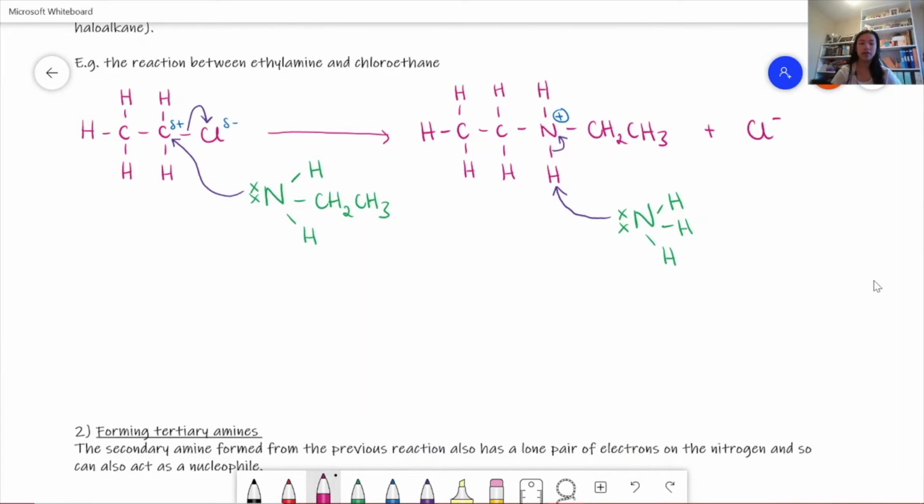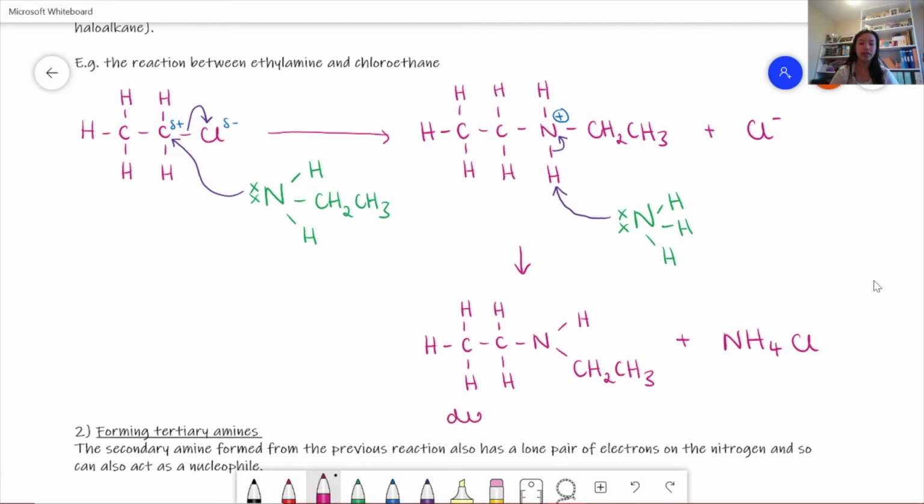So what we get is CH3, and then CH2, and then we've got the nitrogen with the hydrogen and the CH2CH3 group. And again, we've got an NH4+ ion and a chloride ion, and so they react together to form NH4Cl. So what we formed here is diethylamine.